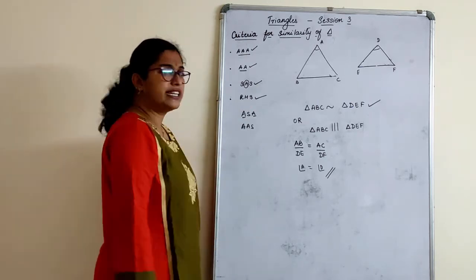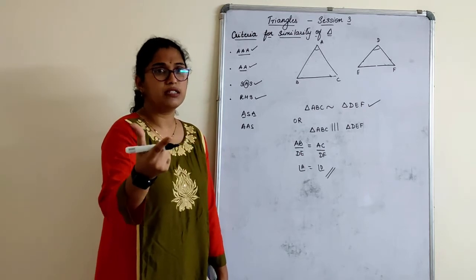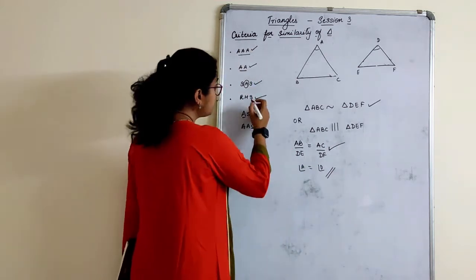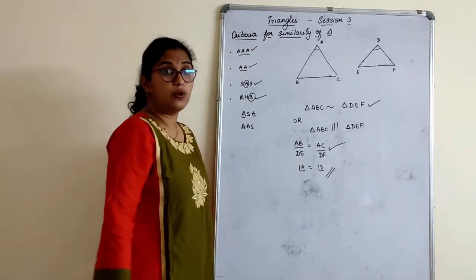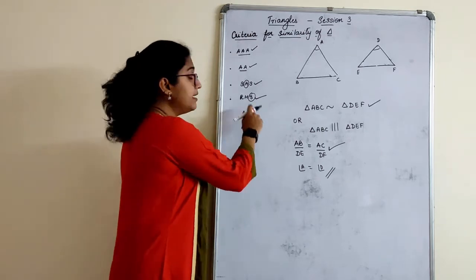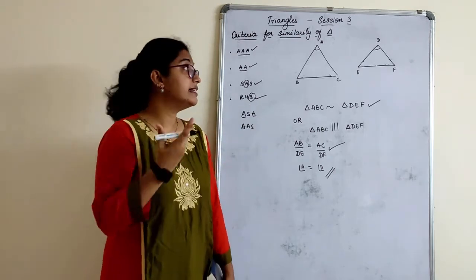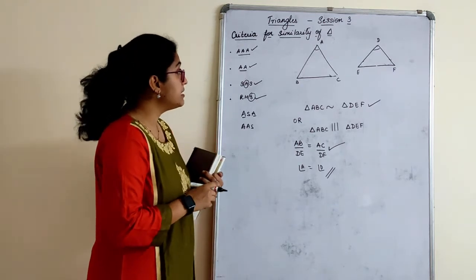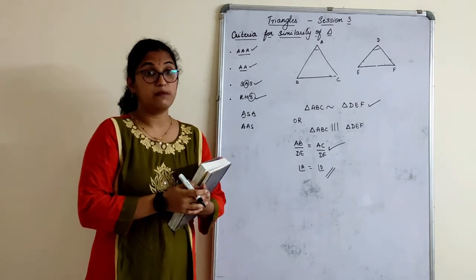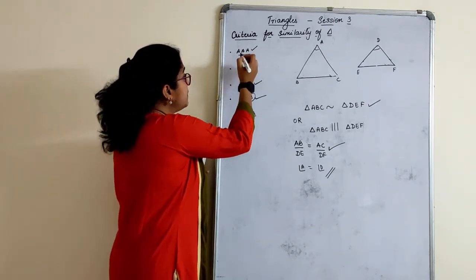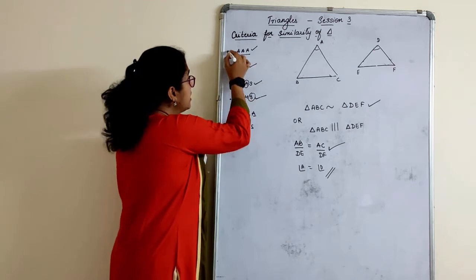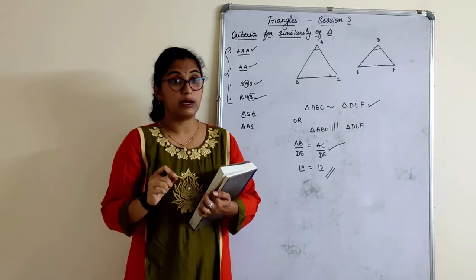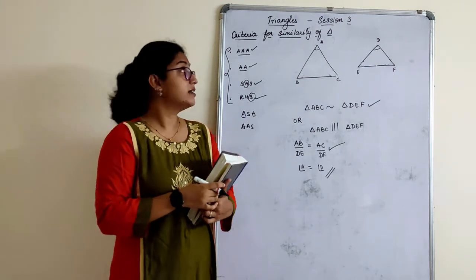RHS criteria: if you have a right angle, the hypotenuse and one proportional side. That means assume I have one proportional side, then I have one more side which is equal with respect to the proportional side, and a right angle of 90 degrees. Then it is similar by RHS criteria. Now what you have to do is give the heading as criteria for similarity of triangles, and AAA, AA, SAS, RHS. These four criteria I will send in a PDF which you have to write down. Statements are given for these criteria.